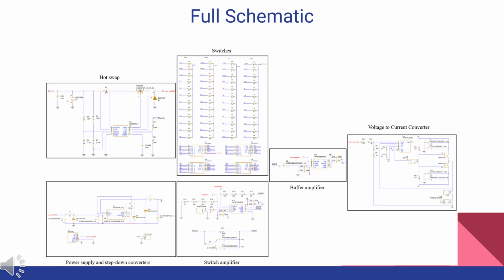Alright, this is an overview of the full schematic of our design. We have on the top left hot swap circuit, and then switches, and then on the bottom we have the power supply and step-down converters, and the switching amplifier. Then feeding into that is a buffer amplifier, and then going to the final circuit is the voltage to current converter, all of which we'll go over in the slides.